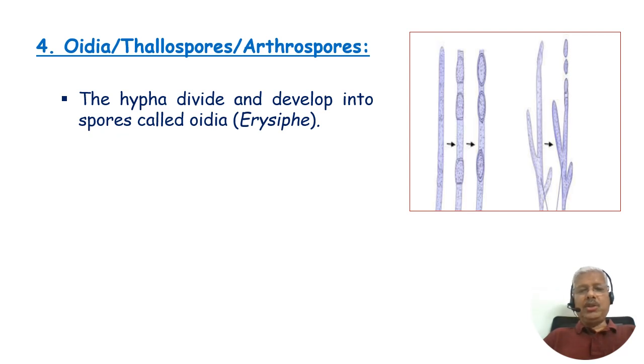Oidia or Thallospores or arthrospores. The hypha divide and develop into spores called oidia, as in the case of Erysiphe hyphae.